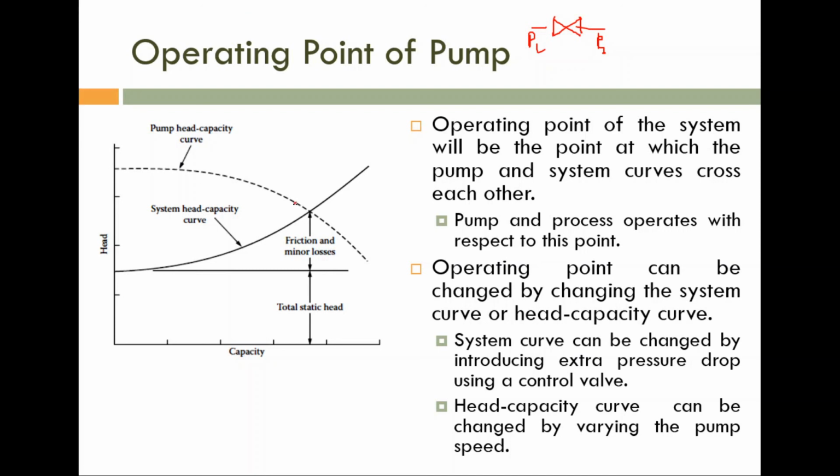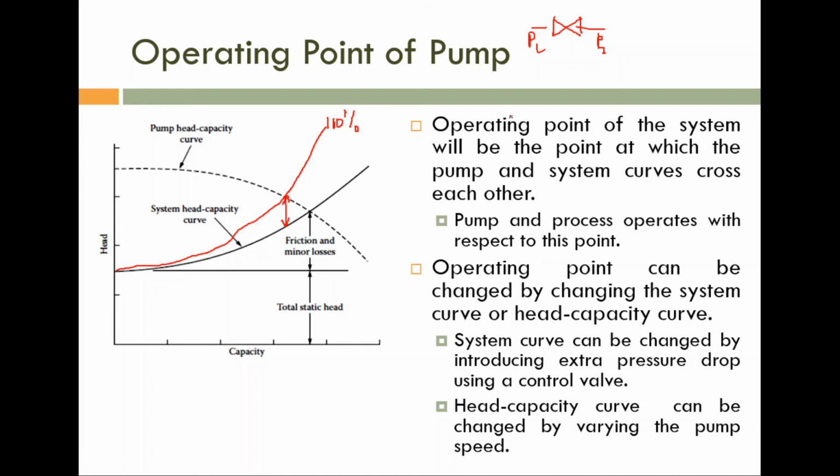If it is 100% opening, then the shift in the system curve is something like this. This one is the pressure drop due to the control valve at 100% opening. If the control valve is absent, then this one is the system curve. If you include a control valve, you can see that the system curve is shifted upward, corresponding to 100% opening, because the friction offered by the control valve is not constant, it changes with respect to the valve opening.